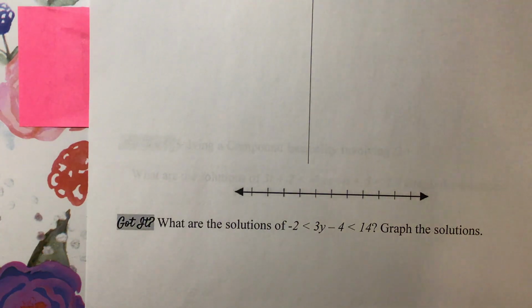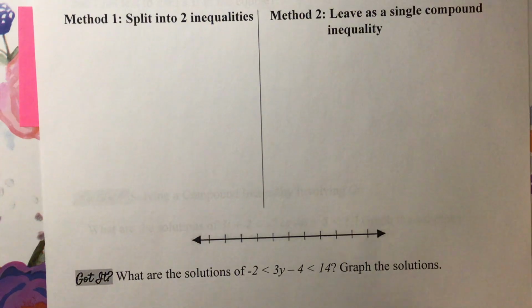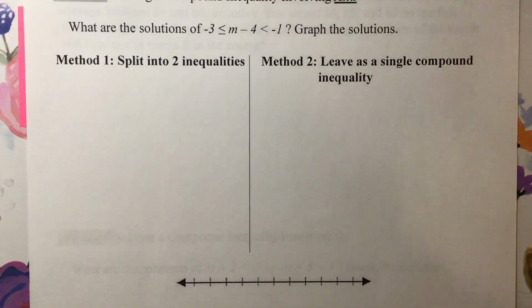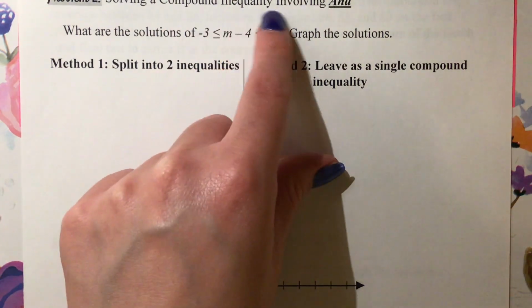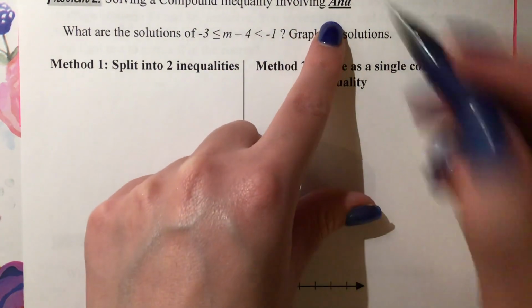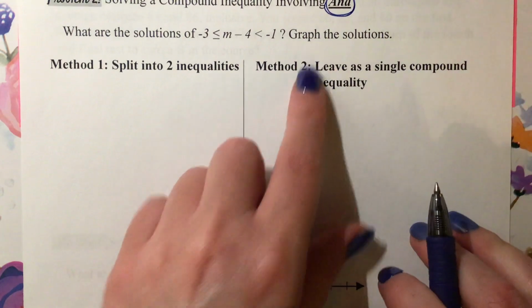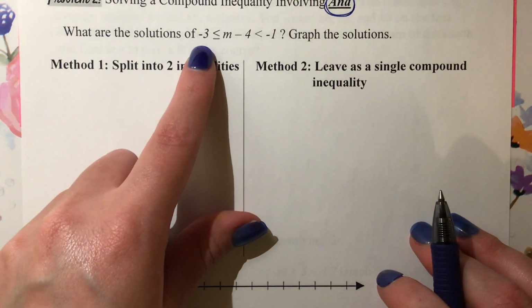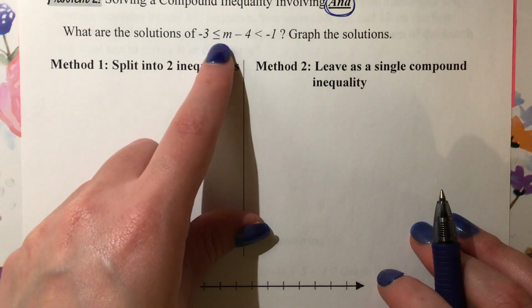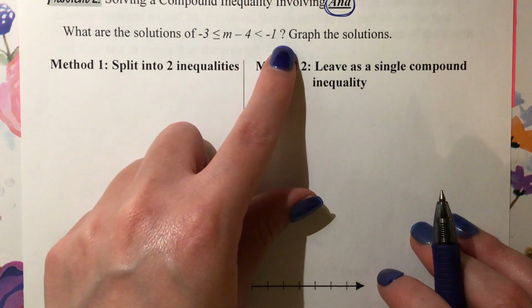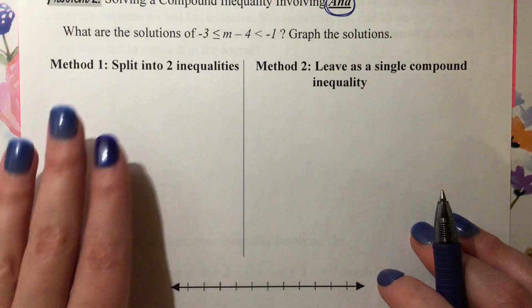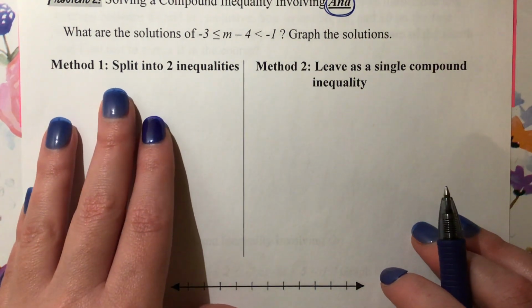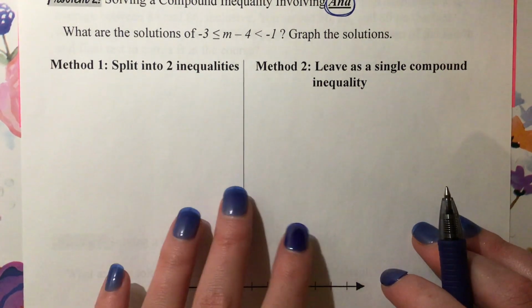Let's start talking about how to solve these types of inequalities. Here it says solving a compound inequality involving and. So we're solving an and problem right now. And it says, what are the solutions of -3 is less than or equal to m minus 4 less than -1? Graph the solutions. Okay. There are 2 ways that you can do this. I'm going to show you both ways.